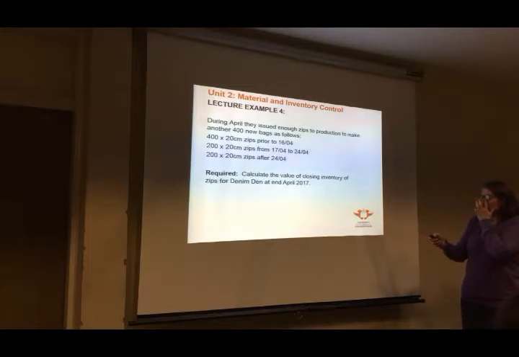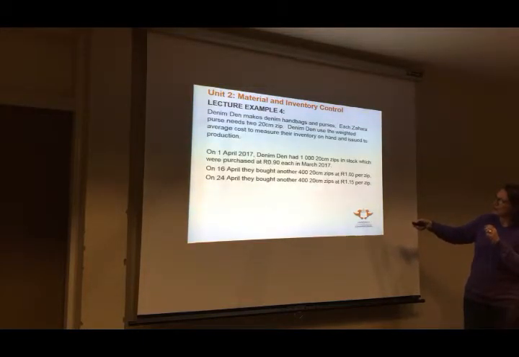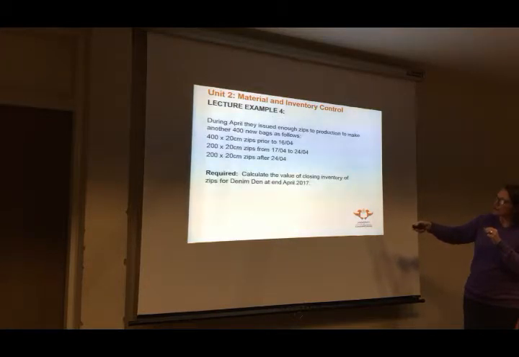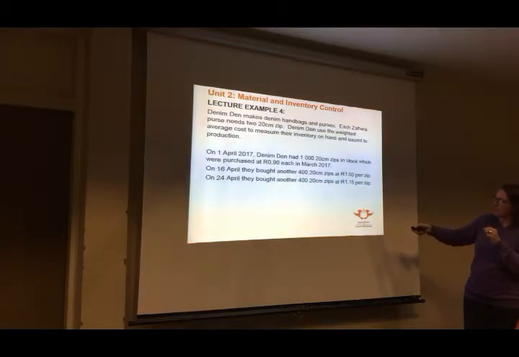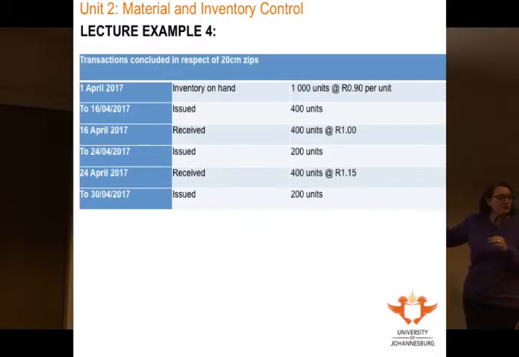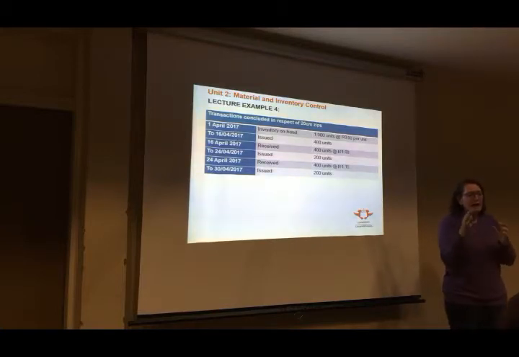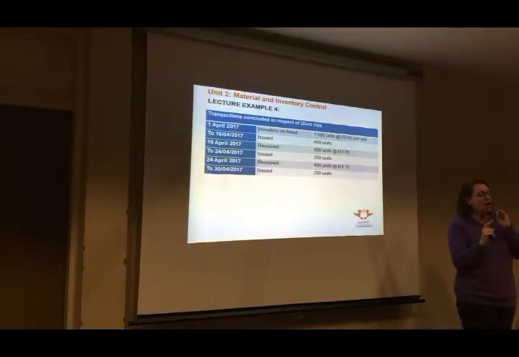So first the opening balance, then 400 issued to production, then 400 bought, then 200 issued to production, then 400 bought, another 400 at a different price, and then the last 200 issued to production. So I've done it for you, but this is what you have to do for yourself. From the question, you're going to use the template that I've given you and calculate the closing balance. Remember, I'm going to ask two things: the closing balance and the total rand value of the goods issued to production.